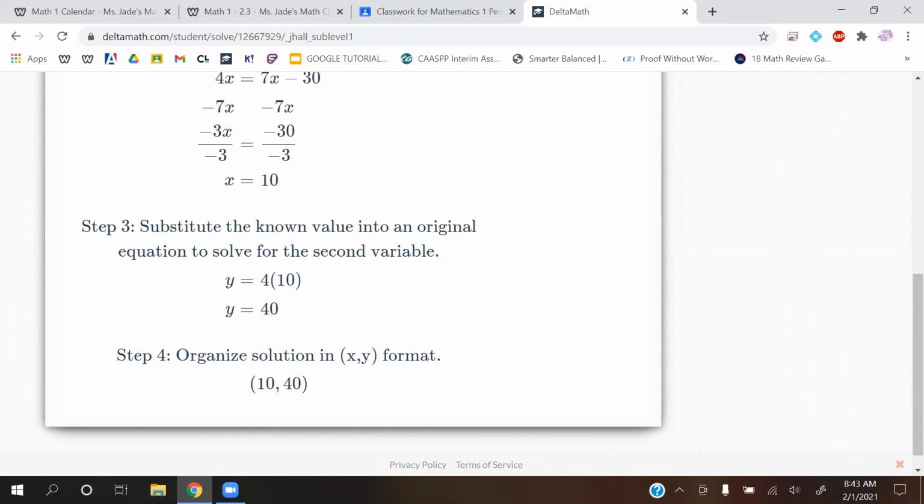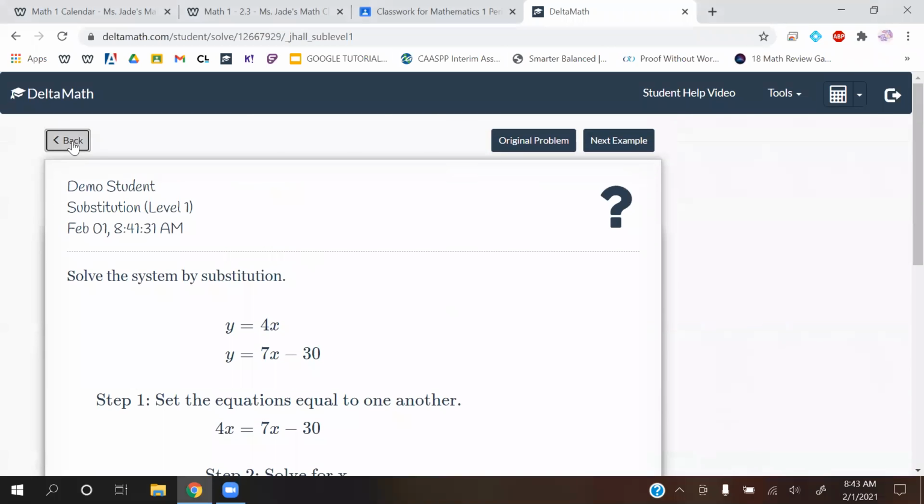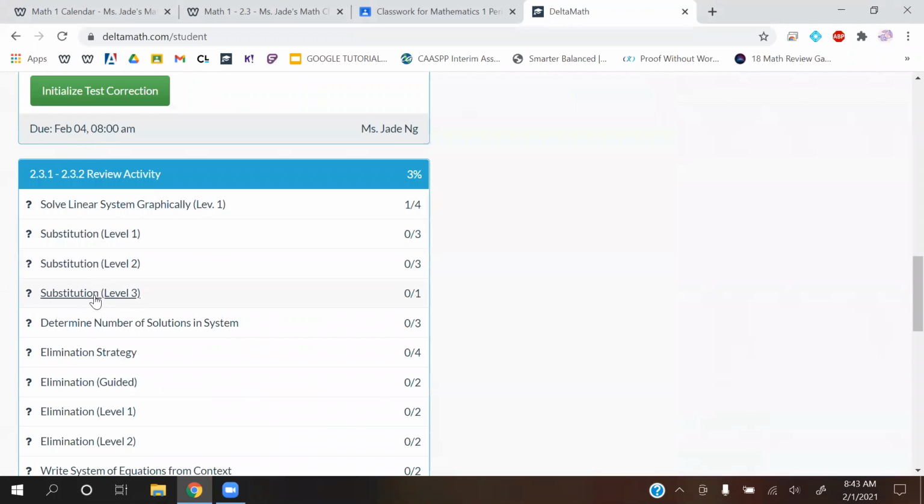Okay, I'm gonna pause my recording and see if you guys have any questions yet. All right, let's do another example. I'm gonna skip level 2, just go straight to level 3, just because of time.